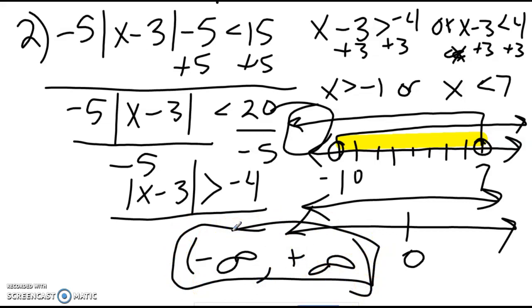Every absolute value will be greater than a negative, because every absolute value would be something greater than a negative 4. Every value for x would give us something. So, what's your question?